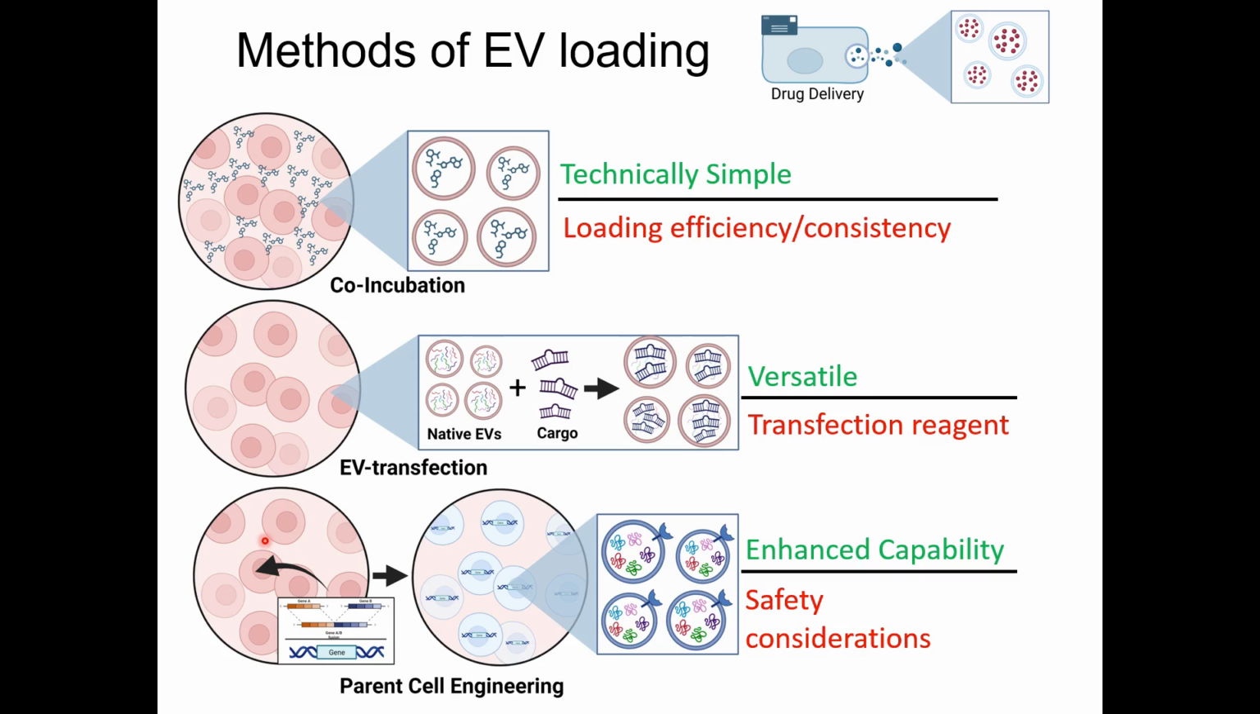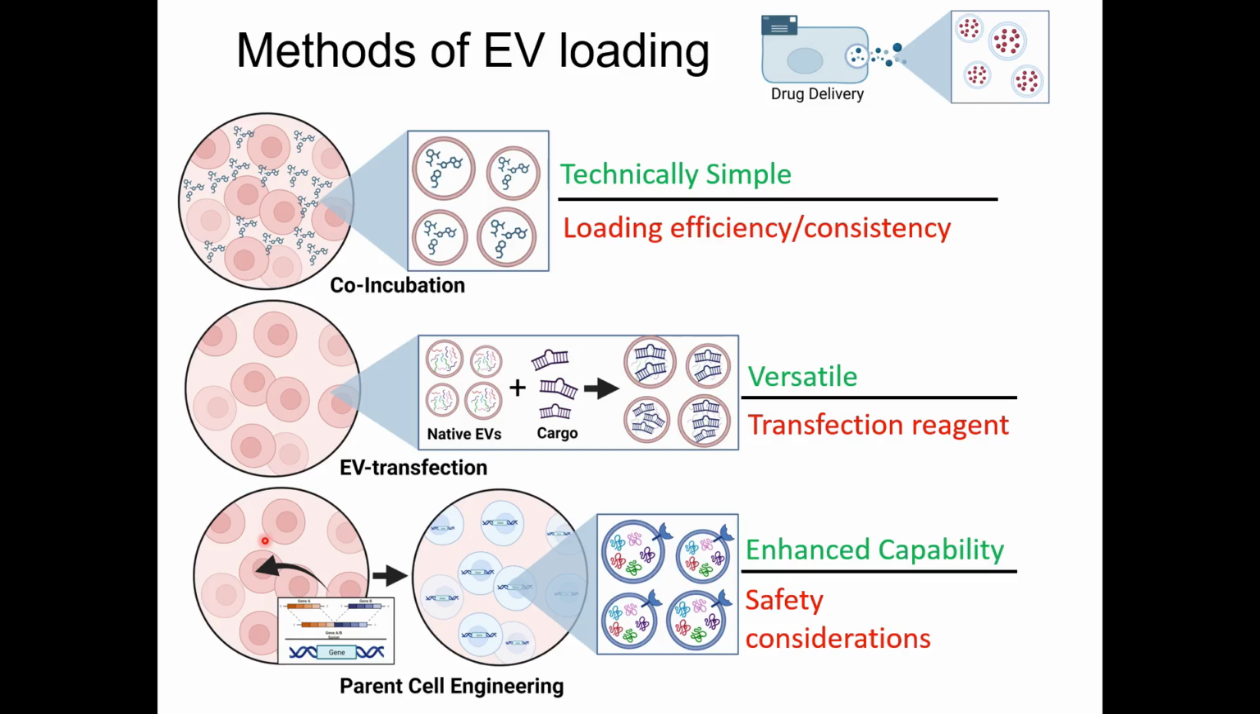So there are two ways that we can modify EVs. The first one is to modify the cargo, and the second one is to modify the surface. In one case, you're modifying the signals that reach the target cell, and in the other, you're modifying the delivery and the tropism of this EV.